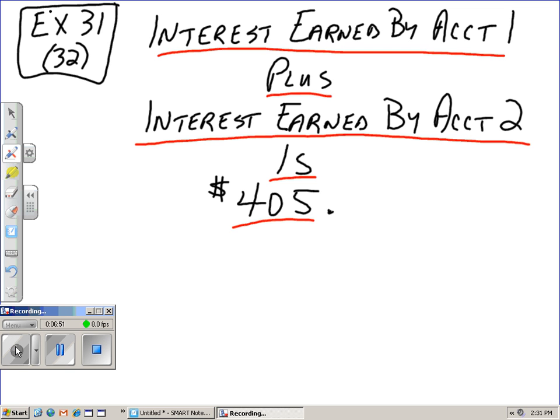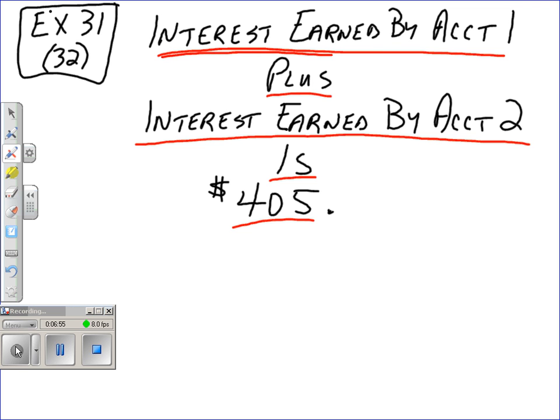All right, I'm going to change some words to mathematical symbols. The interest earned by account 1. Well, I'm going to call that I for interest. Now I'm going to have more than one I, so I want to label it. I'm just going to call it I1. Remember, that's a sub, that's a name, I sub 1. So the interest earned by account 1 is all represented by I sub 1.